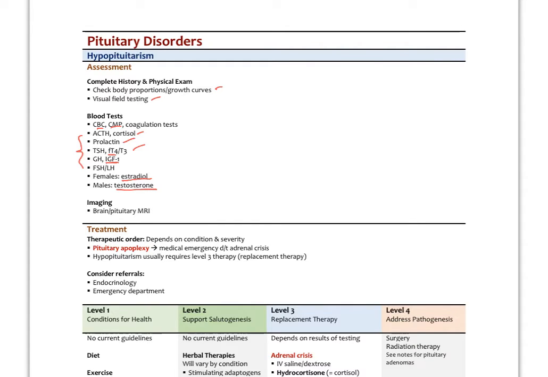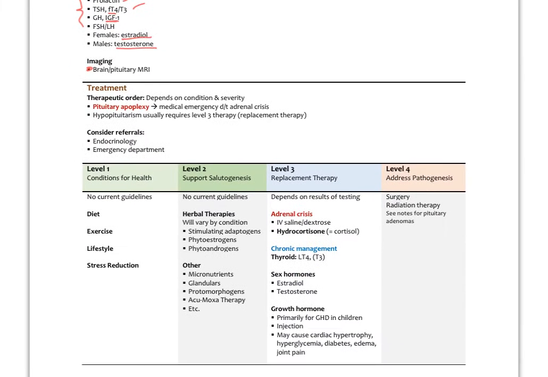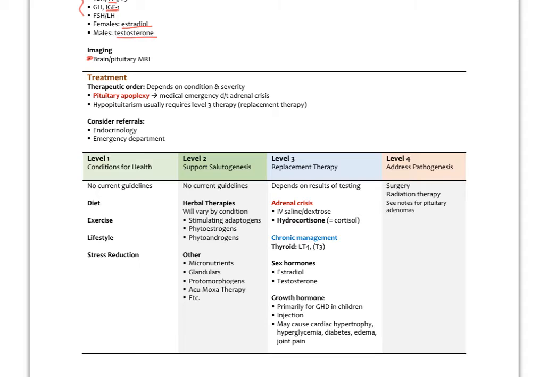So this would be, especially for working up Sheehan syndrome, for instance, we might need to go through all these different hormones. And then a brain pituitary MRI might be indicated as well. The therapeutic order is going to depend on the severity of the condition. Usually, again, for pituitary apoplexy, this is a medical emergency. We're going to need to do a direct referral to the emergency department, and they need to be stabilized with hydrocortisone, etc.